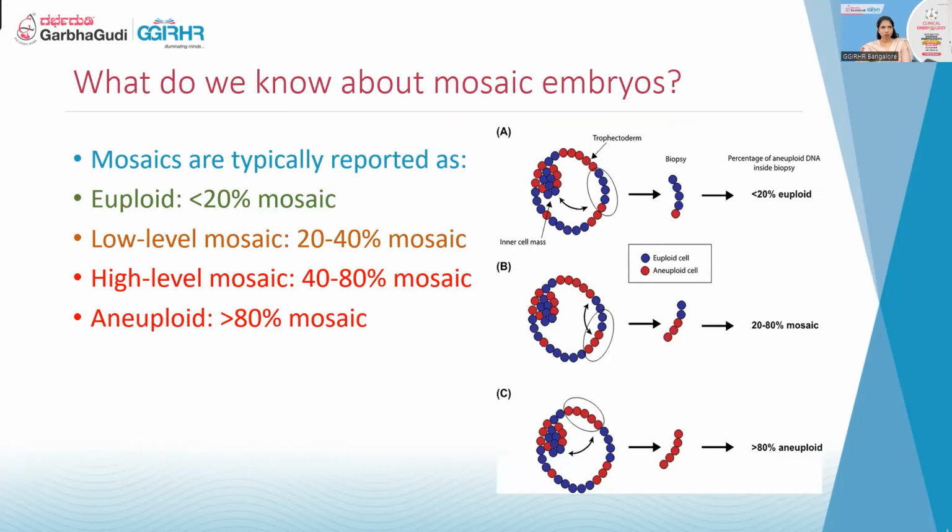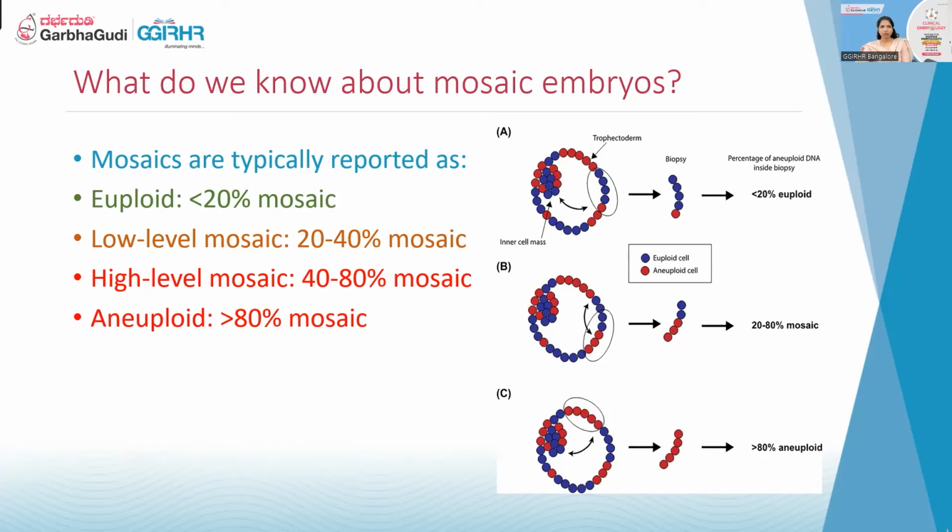So what we know about mosaicism is that if the mosaicism present is less than 20% in an embryo, we can term it as a euploid embryo. So they have the capacity to regenerate. When the mosaicism is 20 to 40%, we call it low-level mosaic. When it is 40 to 80%, it is called high-level mosaic. And when it is more than 80%, it is called aneuploid. So at under 20% we can transfer and we can get a healthy pregnancy.